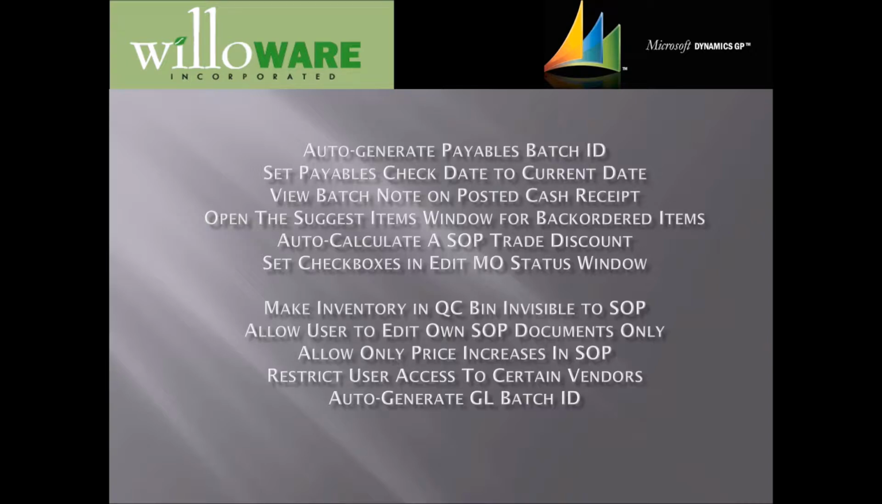Auto-calculate SOP trade discount. In this case, the client had some rules for which items would be included in the discount. That was based on an item class. If the total was below a certain amount, there was one trade discount, and if the total was above a certain amount, it had another trade discount.